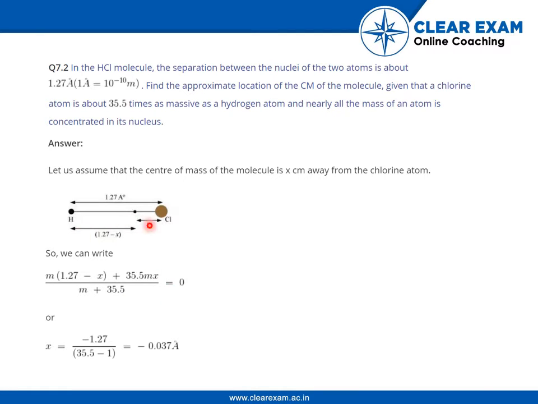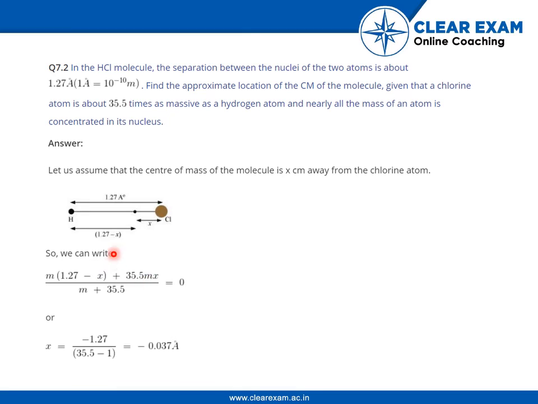So here we can see that if this is the chlorine atom and this is the hydrogen atom, the distance between both of them is 1.27 angstrom. And let us take this particular point to be the CM. If the distance from chlorine to this particular point is x, then the distance from H to this particular point must be 1.27 minus x, right?